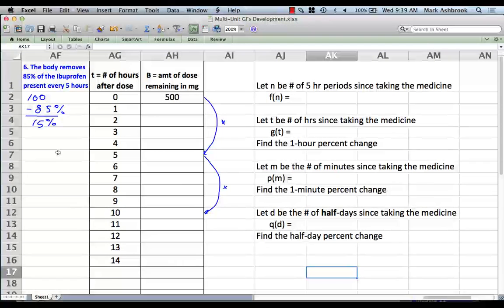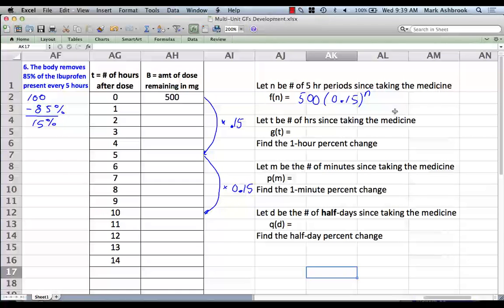The first thing we need is the 5 hour growth factor. Is it 0.85 or 0.15? It's going to be one of those two. What you keep, 0.15. So every 5 hours, to get the next output 5 hours later, you multiply by 0.15. Therefore the function is initial amount times 0.15 to the N. What's the unit on N? 5 hours. Therefore, what's in the parentheses is the 5 hour growth factor.